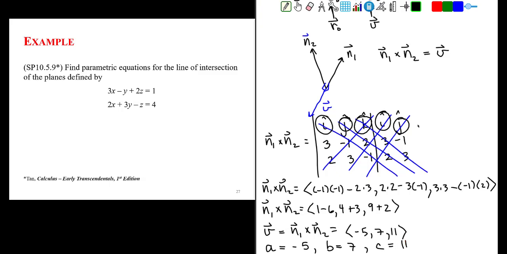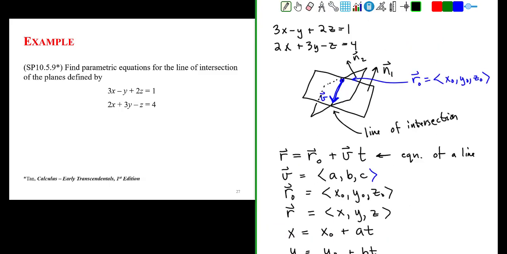Well, now that we have found a vector parallel to the line, we now have to find a point that lies on our line. And not just in one plane. Because this is a line of intersection that is shared by both planes, the point that we have to find must be a point contained by both planes. So how do you think we should do that?